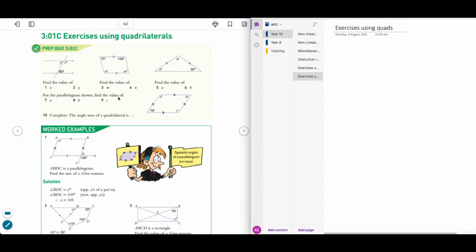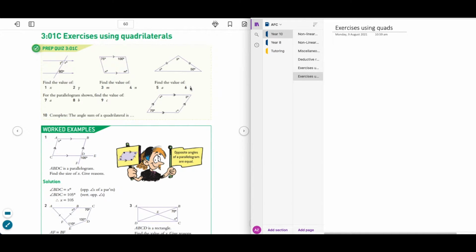For the parallelogram shown, find the value of a. Well, a is just going to be 110 degrees because of co-interior angles. And b is just going to be 70 degrees, and the reason for that is because the opposite angles of a parallelogram are equal. So just to reiterate, b is 70 degrees because opposite angles of a parallelogram are equal. And c is 110 degrees because of co-interior angles, right? The angle sum of a quadrilateral, as you probably already know, is 360 degrees.